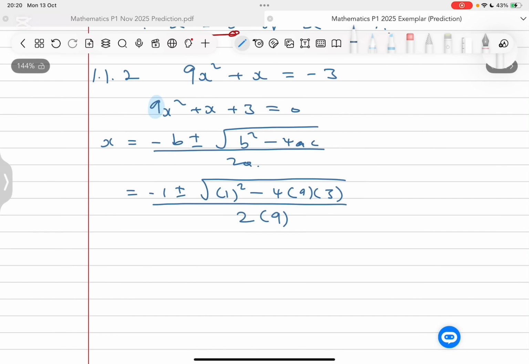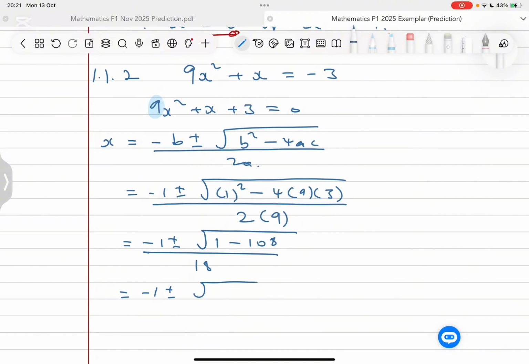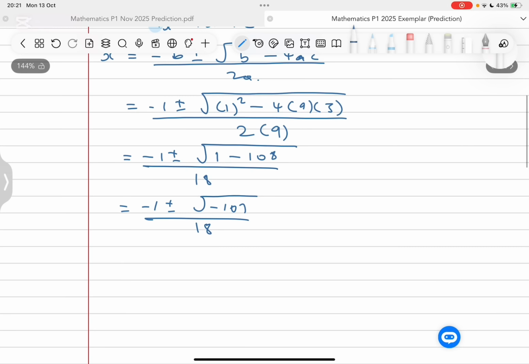Okay, I would love to simplify this a bit before I go to my calculator. So this would be -1 plus or minus the square root of 1 squared, which is just 1. We know that 4 times 9 is 36. 36 times 3, that should be 108. So we're going to have minus 108, and all this is over 2 times 9, which is just 18. If I go a little bit further, I can see that here I'm going to have the square root of -107 divided by 18.